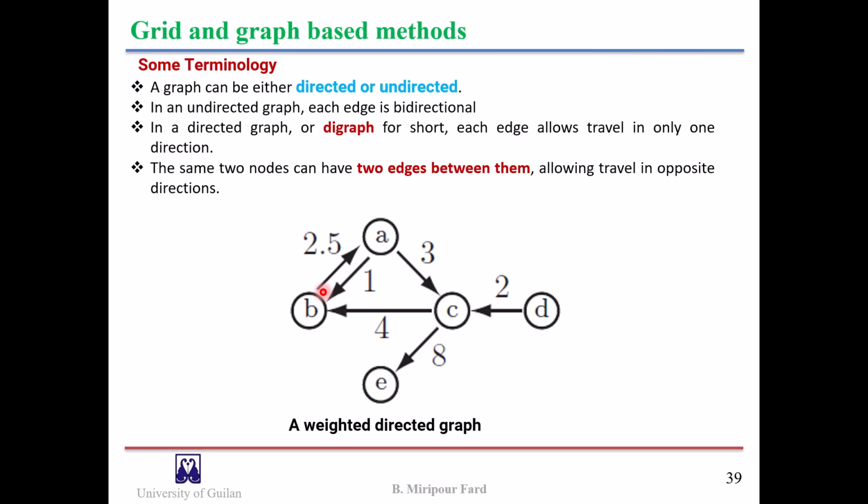A graph can be either directed or undirected. In an undirected graph, each edge is bidirectional. If the robot can travel from node A to node B, then it can also travel from B to node A. In a directed graph, or digraph for short, each edge allows travel in only one direction. The same two nodes can have two edges between them, allowing travel in opposite directions.